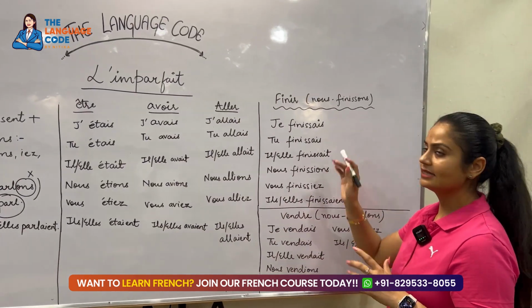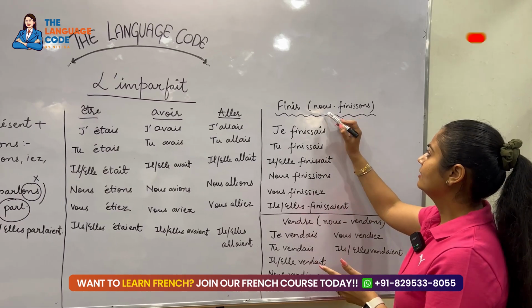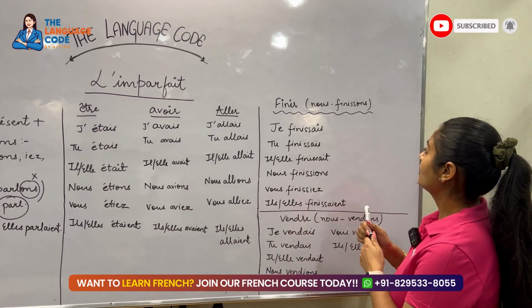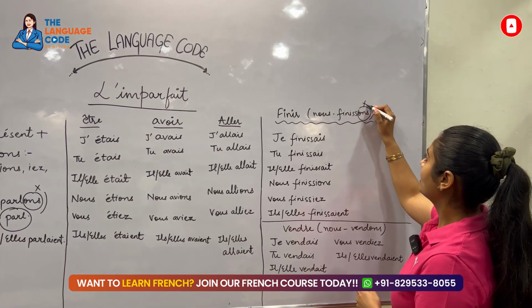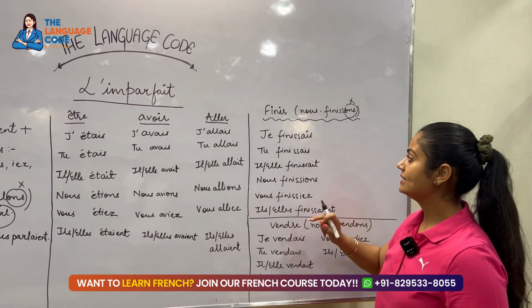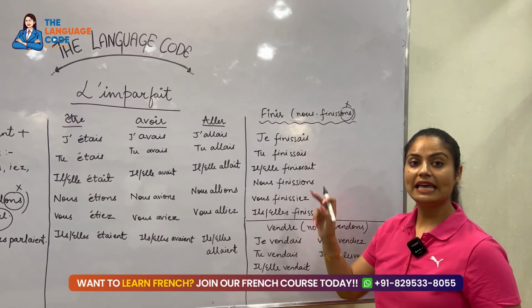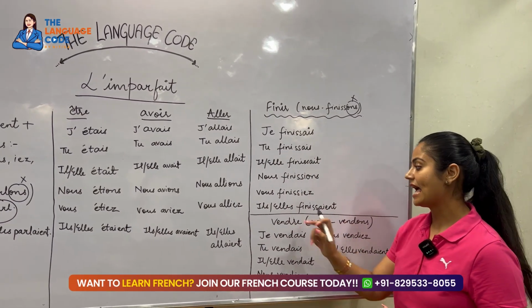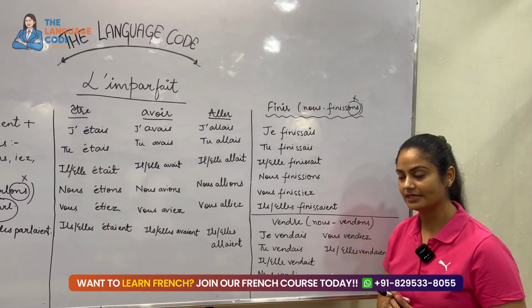Coming on to IR verbs. See, finir, this is the regular one. With nous, it is finissons, right? So what I am going to do is remove the ONS. This is my stem word. I'll add AIS. So, je finissais, tu finissais, il, elle finissait, nous finissions, vous finissiez, and ils finissaient, elles finissaient.